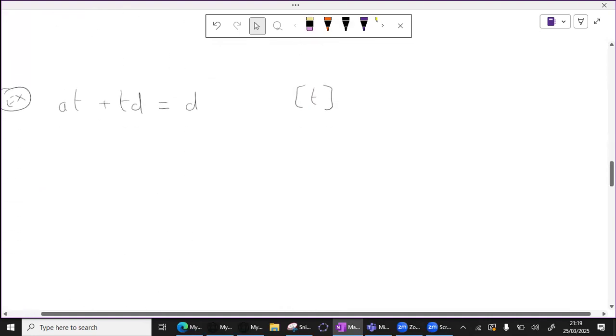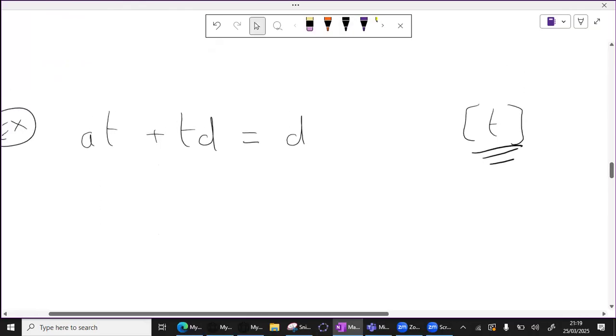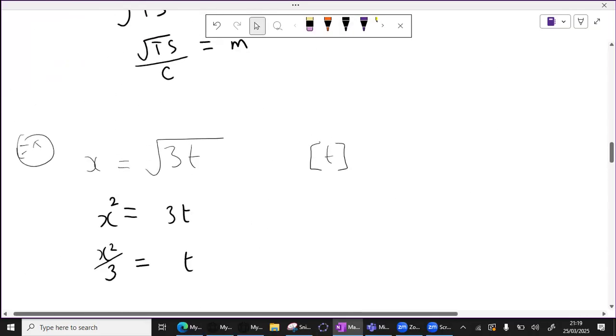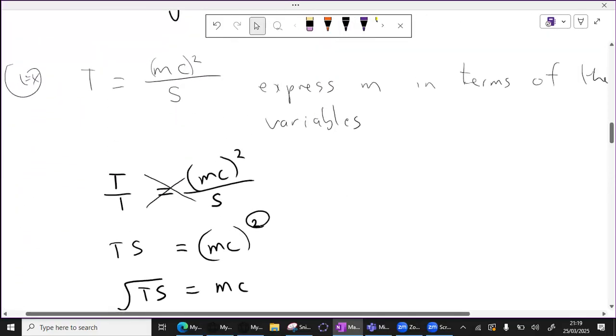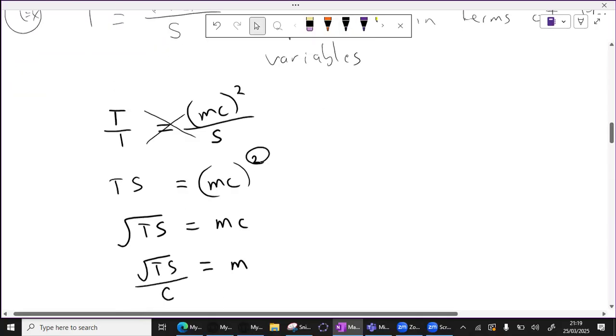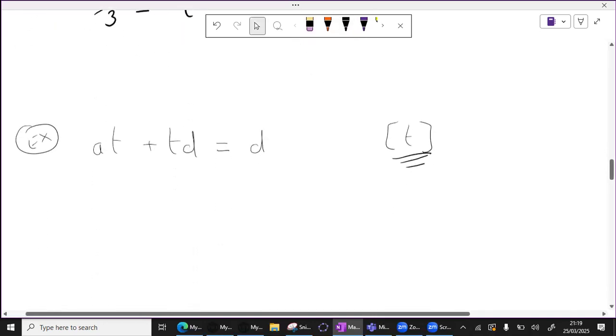Now, this is kind of the hardest it gets. So you might notice in this one, sorry, I've taken a bit of a shortcut here. Over here, I've put down what I want to make the subject of the formula. Might have done it back there as well, did I? I did. So I just took a bit of a shortcut. Instead of writing the full sentence, express M in terms of the other variables, I just did this to save myself writing it down.